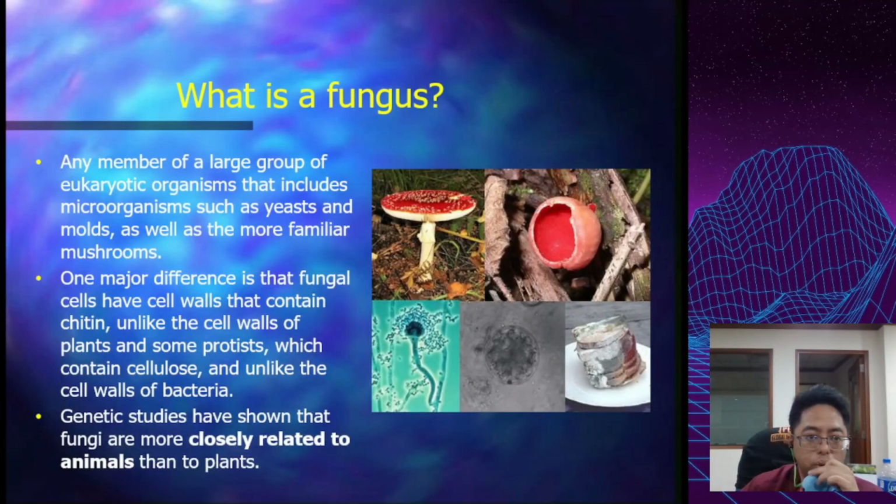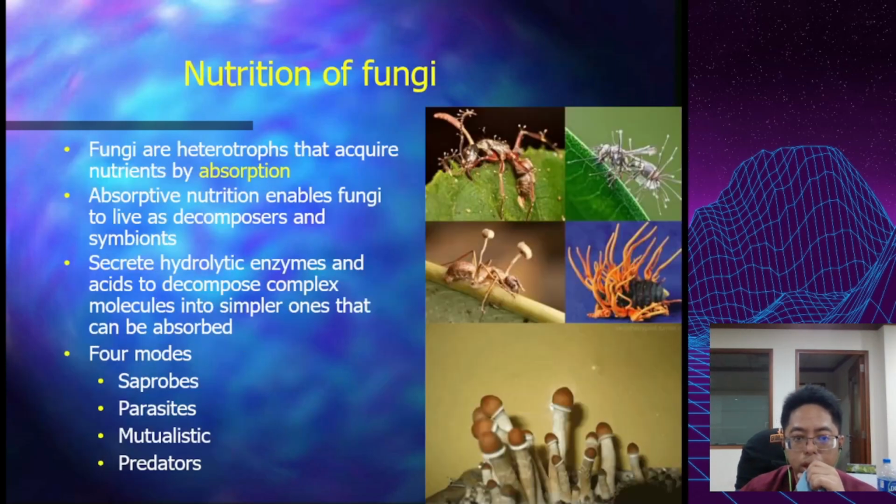So, definition. What is a fungus? It is any member of a larger group of eukaryotic organisms that includes microorganisms such as yeast and molds, as well as the more familiar mushrooms. So, instead of cell walls made out of cellulose, these actually have cell walls made of chitin. And they are much more closely related to animals compared to plants.